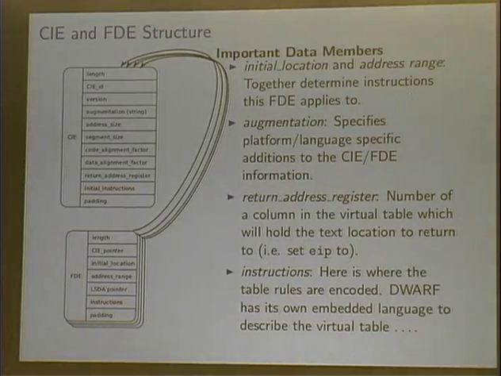Dwarf, being flexible again, said, we'll have a special field for an augmentation string where you can define some identifier for additions you're using to the format. And so EHFrame defines a number of these. The return address is not really a register in your conventional x86 hardware. So there's a special column in the table for where control is returned to. And the CIE just sets what column in the table we're using for that.